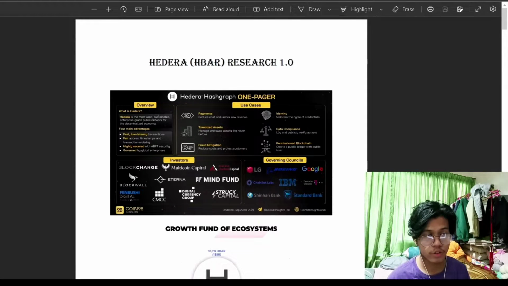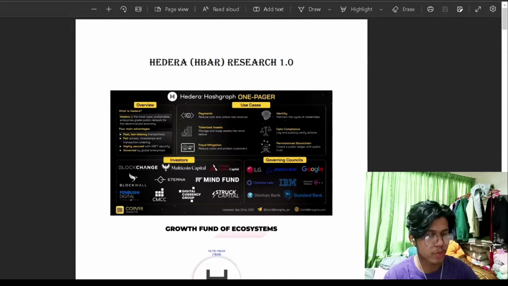We don't know yet if in the future I will do another research, then it will be Hedera Hashgraph research 2.0, 3.0, 4.0, 5.0. Why am I open to the possibility of making another research? Well, we as humans are imperfect, all right? We may miss certain things, and I may miss certain things, so I might have to do another research to confirm that this is a good investment for me. So this is the front page.